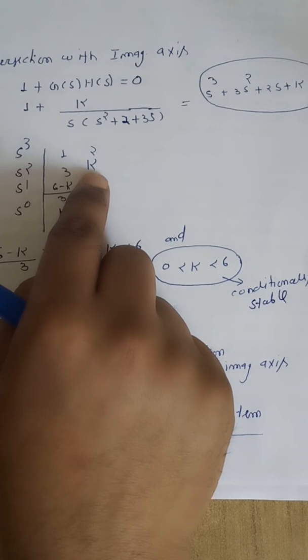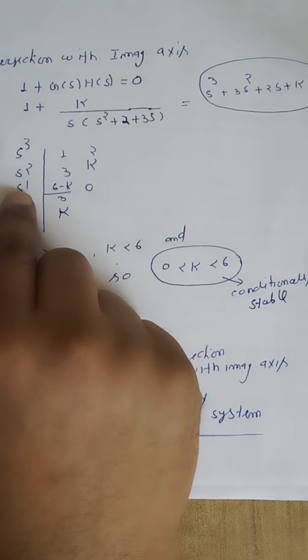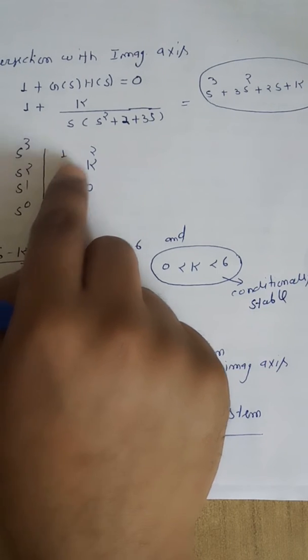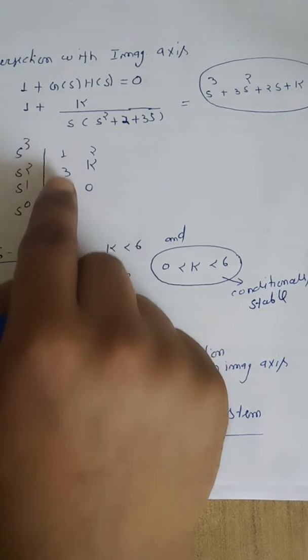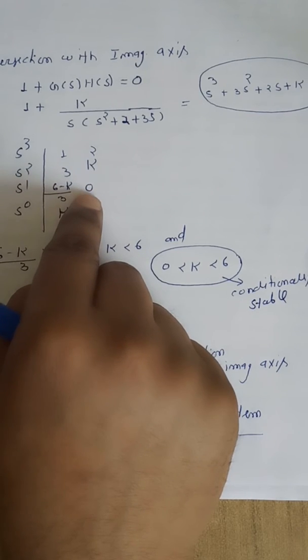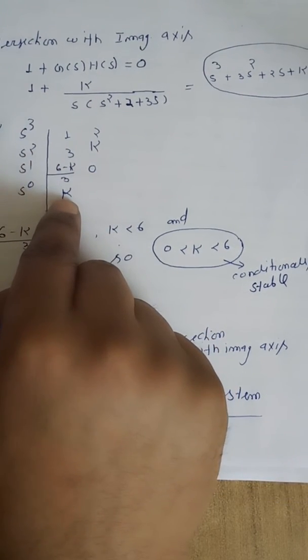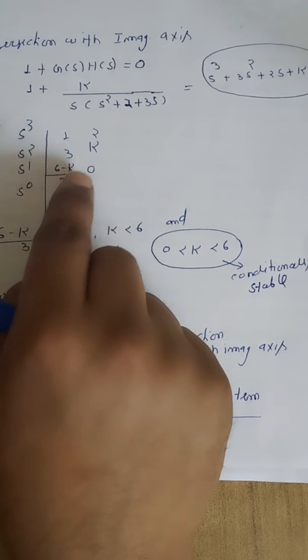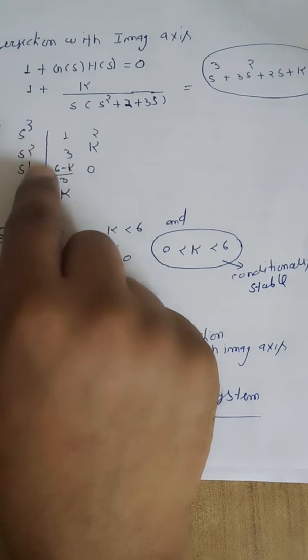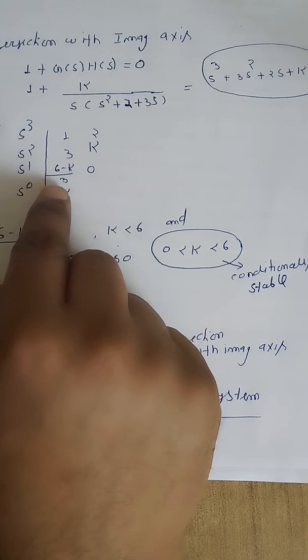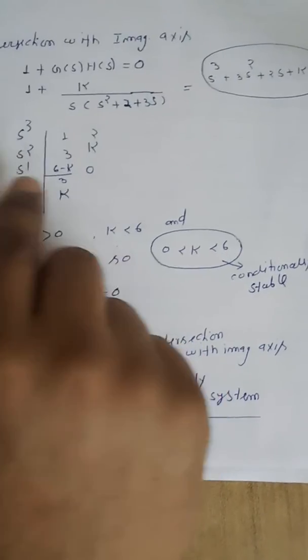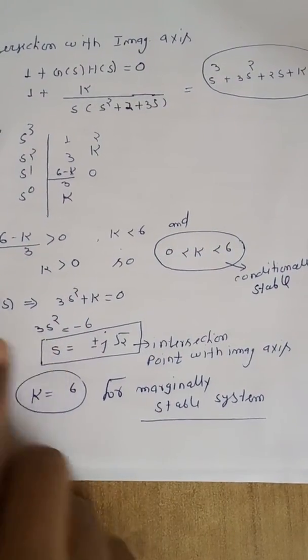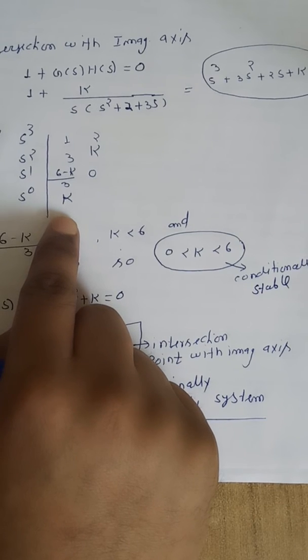So we can calculate coefficients for row s to the power 1: 3 into 2, 6 minus k into 1, that is (6 minus k) divided by 3. Next we can calculate the coefficient for row s to the power 0. We can calculate it with the help of (6 minus k) divided by 3 into k divided by this quantity, that means (6 minus k) divided by 3. So we have k. Now according to the Routh array table, we can calculate the values of k for a stable system, for an unstable system, and for a marginally stable system.